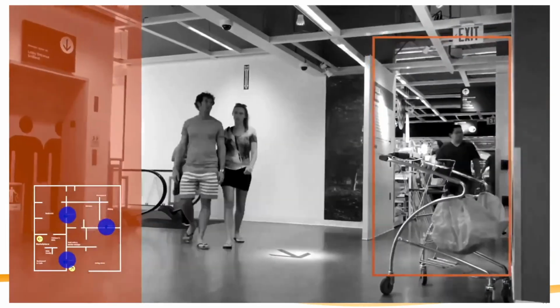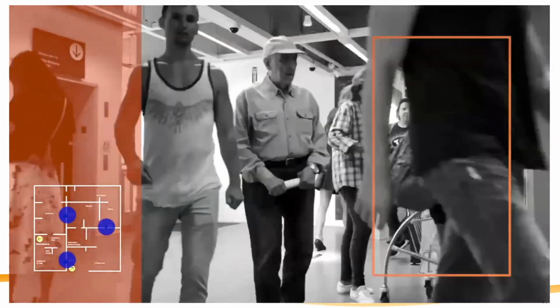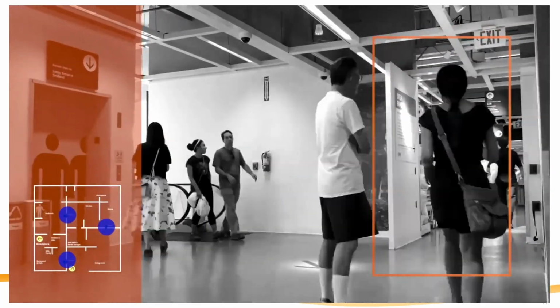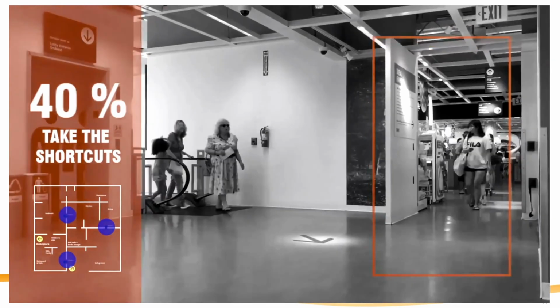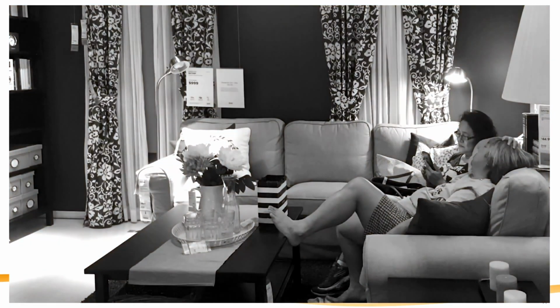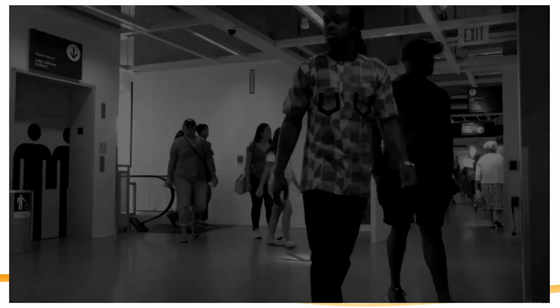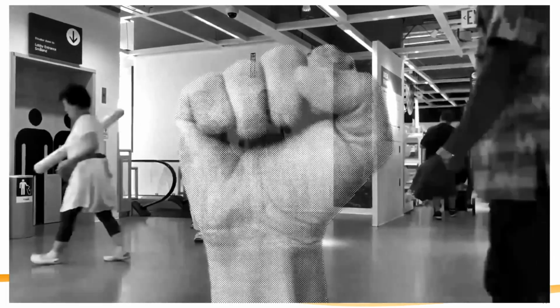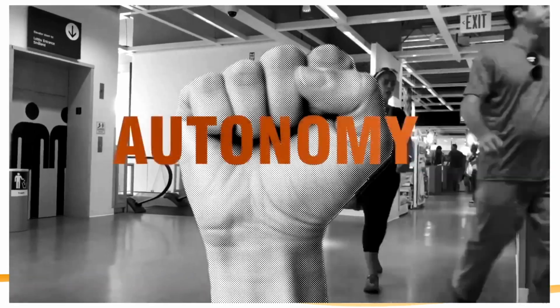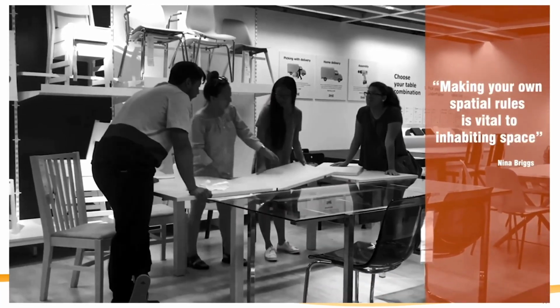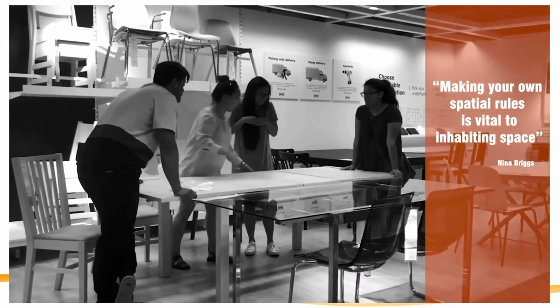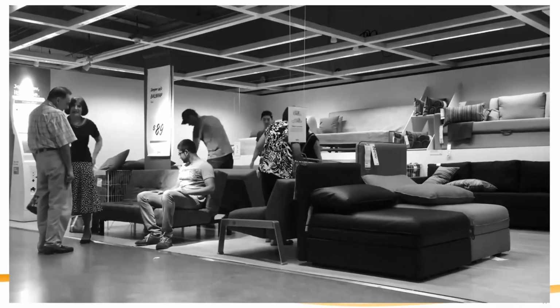In exercising their freedom of choice and the need to break away from the herd, our study revealed that 40% of IKEA shoppers take the shortcuts, because shortcuts give people a sense of autonomy. People need to make their own rules in how to use space, proving that user autonomy is essential to successful interior design. Another observation that intrigued us was shoppers' interaction with the merchandise.